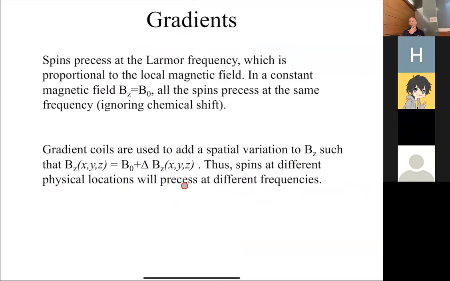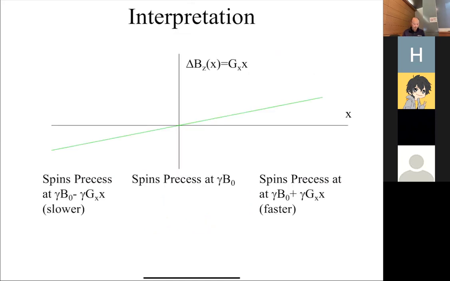Is that delta B, is that the B1 field? No, this is the field that's created by the gradients. Yeah, this is due to the gradients. So the RF coils are for the B1. Now we're adding our third coil, right? And this creates linear gradients in the field, which we'll show. Okay, so we'll show it right here.